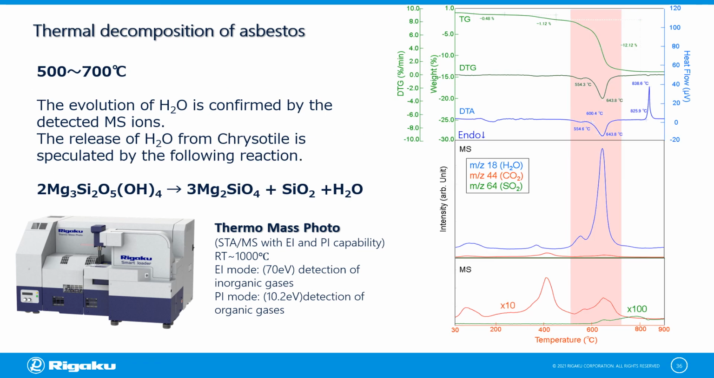Now let's move on to the higher temperature, which is around 500 degrees centigrade up to 700 degrees centigrade, highlighted on the colored area. Here, about 12% mass loss is observed in TG associated with endothermic reaction. The evolution of water is confirmed by the detected MS ions. The release of water from chrysotile is speculated by the following reaction shown on the slide, where phosphorite is formed during the dehydration process.